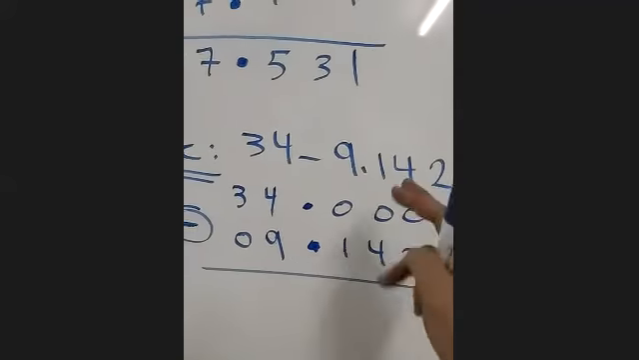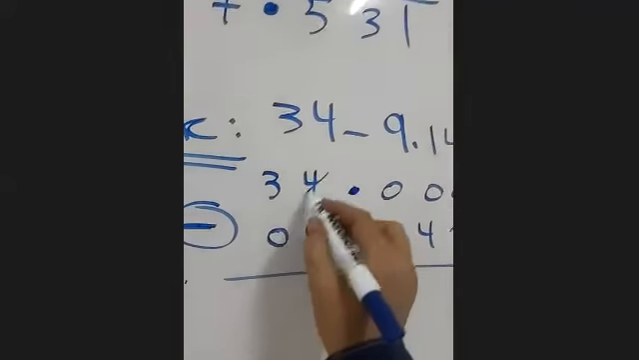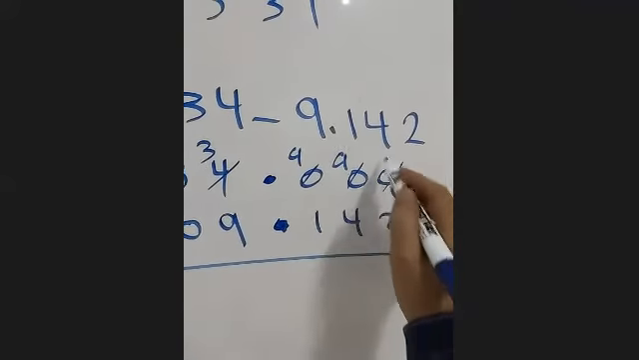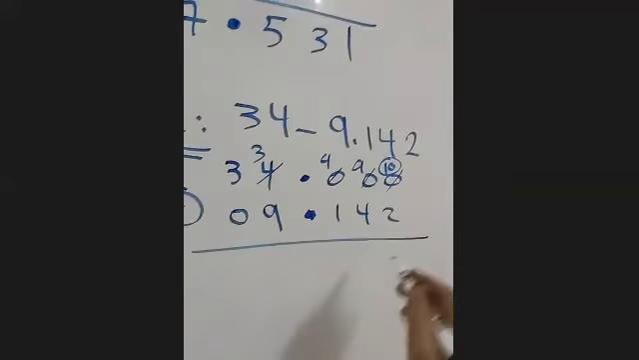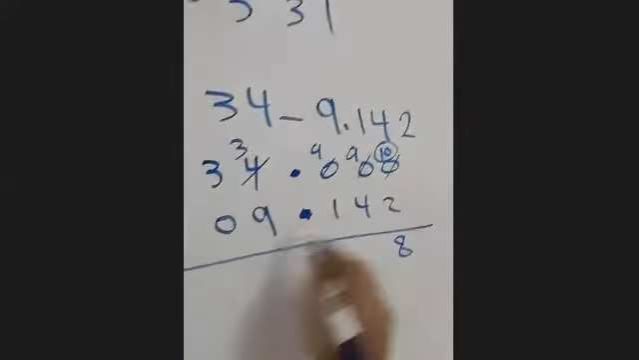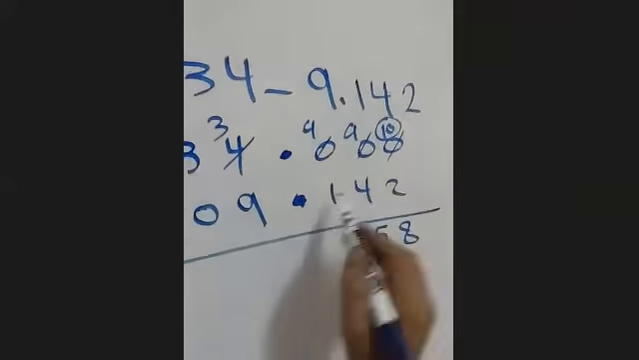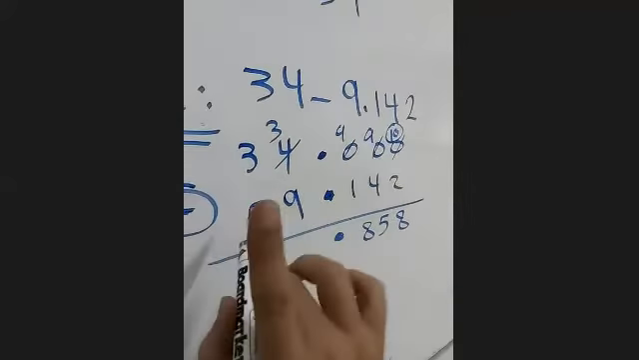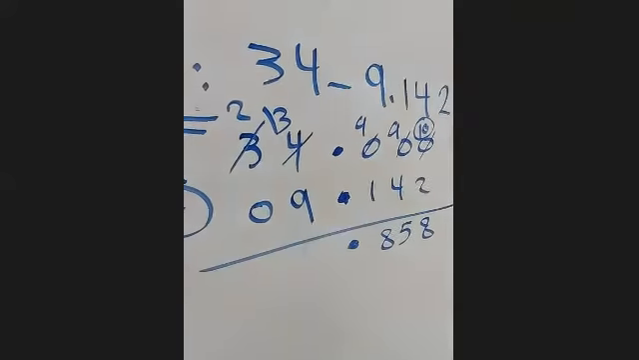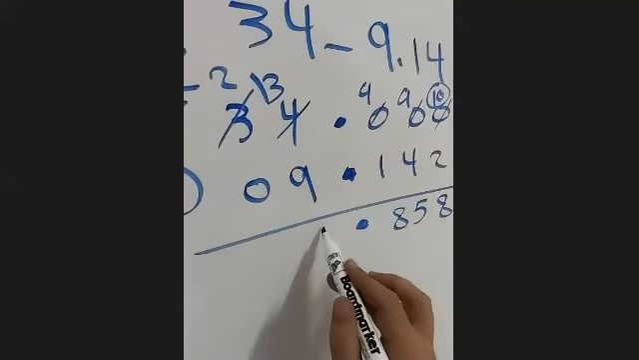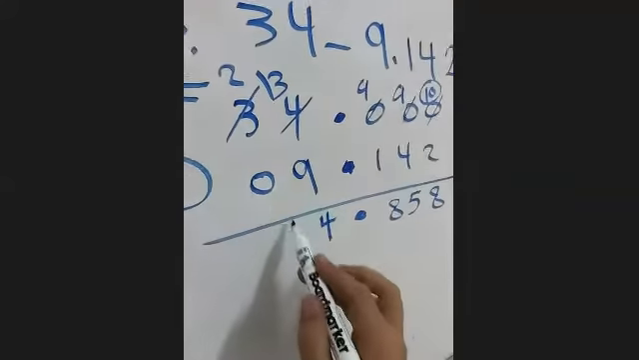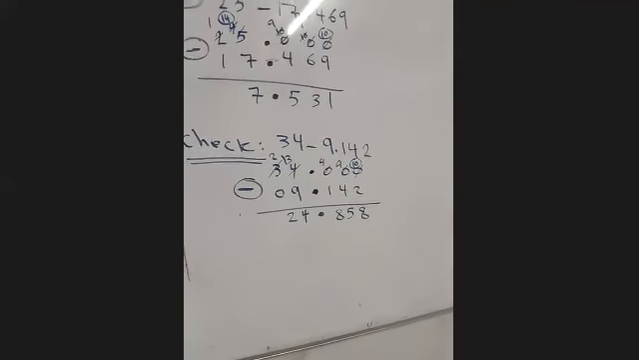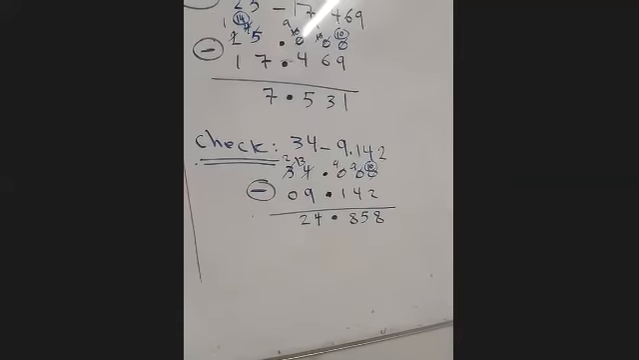0 minus 2, it cannot, 0, 0, 0, 4. Take the 1 from the 4, it will be 3. This will be 9, this will be 9, and this will be 10. Now 10 minus 2 is 8. Now minus 4 is 5. Now minus 1 is 8. The decimal comes down. 3 minus 9, it cannot be. This will be 2, this will be 13. 13 minus 9 is 4. And the 2 minus 0 is 2. So our answer is 24 decimal 858,000. Yes.